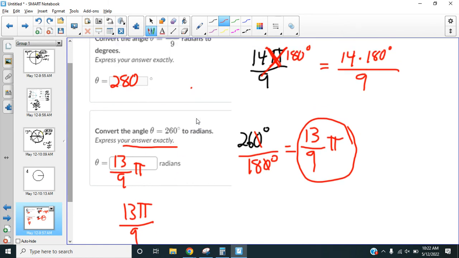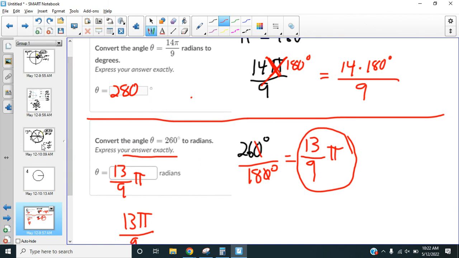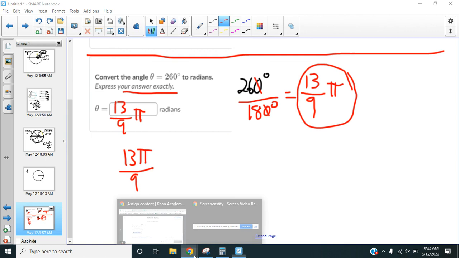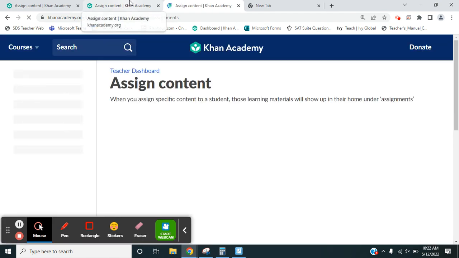All right, every single one of those is either convert radians to degrees, which is like this, or the other direction, where we simplify by dividing by 180 and multiply by pi. All right, now, before I move on, the last assignment today is this one right here. Hang on, where are you at?